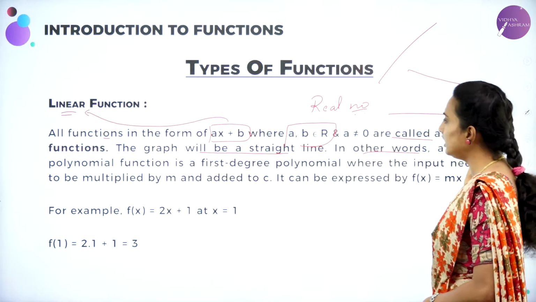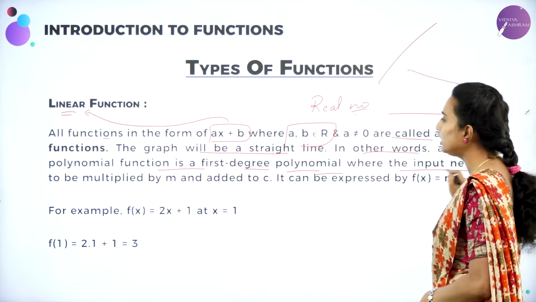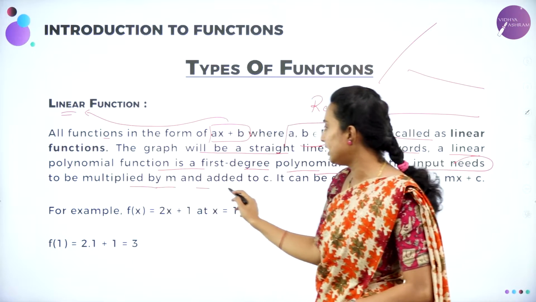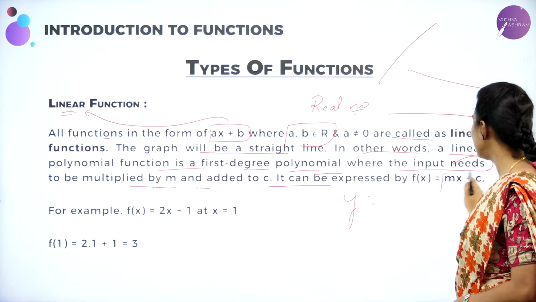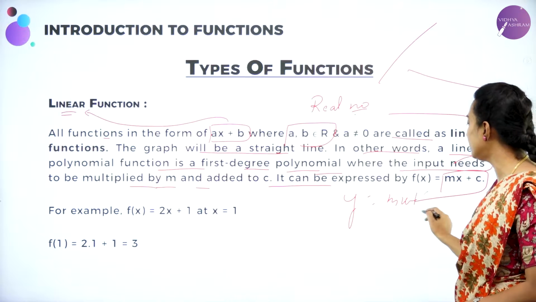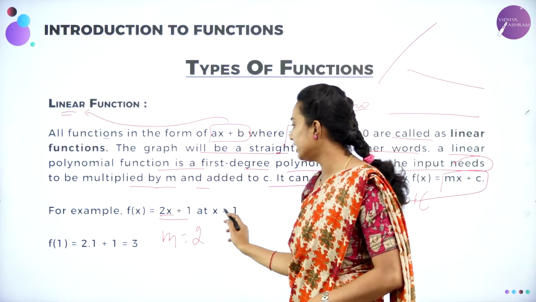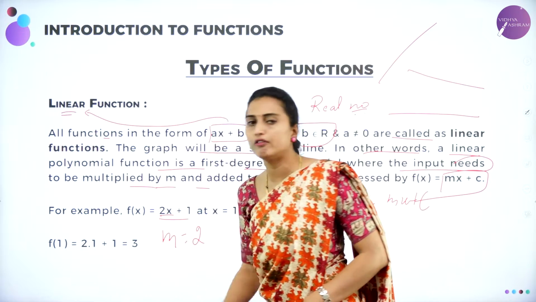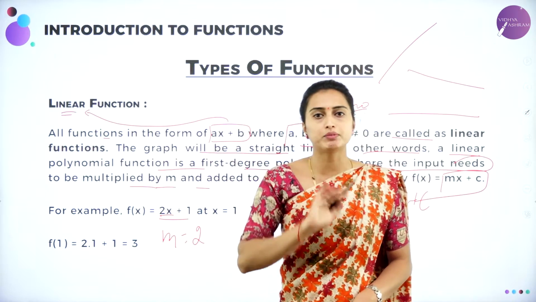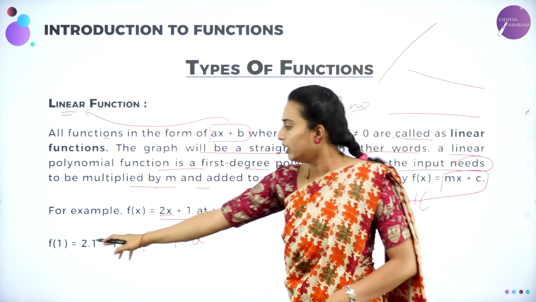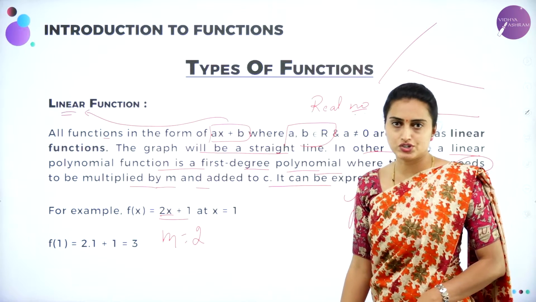In other words, a linear polynomial function is a first degree polynomial where the input is multiplied by m and added to c. That means y is equal to mx plus c. I have taken the example of 2x plus 1, where m is equal to 2, and at x equal to 1 you get f of 1 equal to 3. I told you already, for giving an input you get something as output. Here x equal to 1 and f of 1 is 3. That is a linear function.